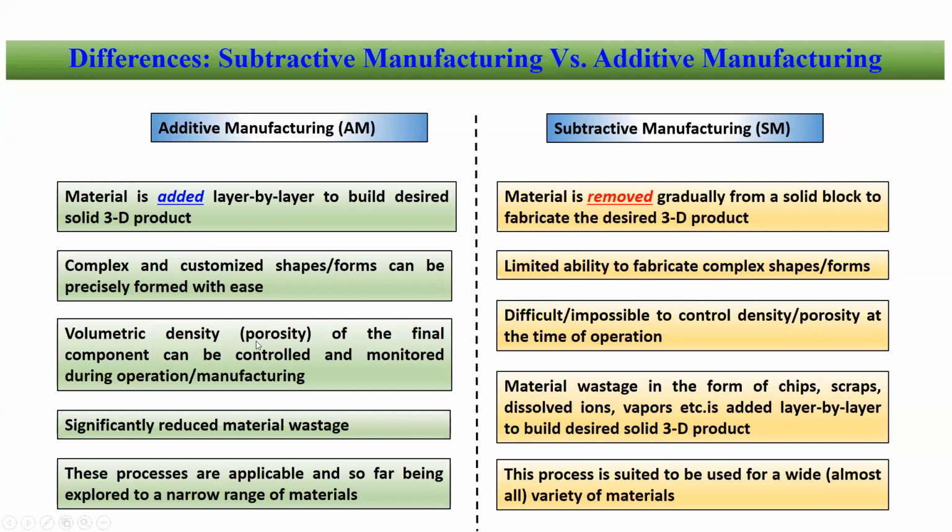We also have some control on the porosity and the microstructure in additive manufacturing, which somehow we do not have, especially for metallic materials. We do not have that kind of precise control to get the density or the required porosity in a material. And as I mentioned, there is significantly reduced material wastage in additive manufacturing, whereas quite a lot of material is wasted as chips, scraps, etc., which makes it even uneconomic.